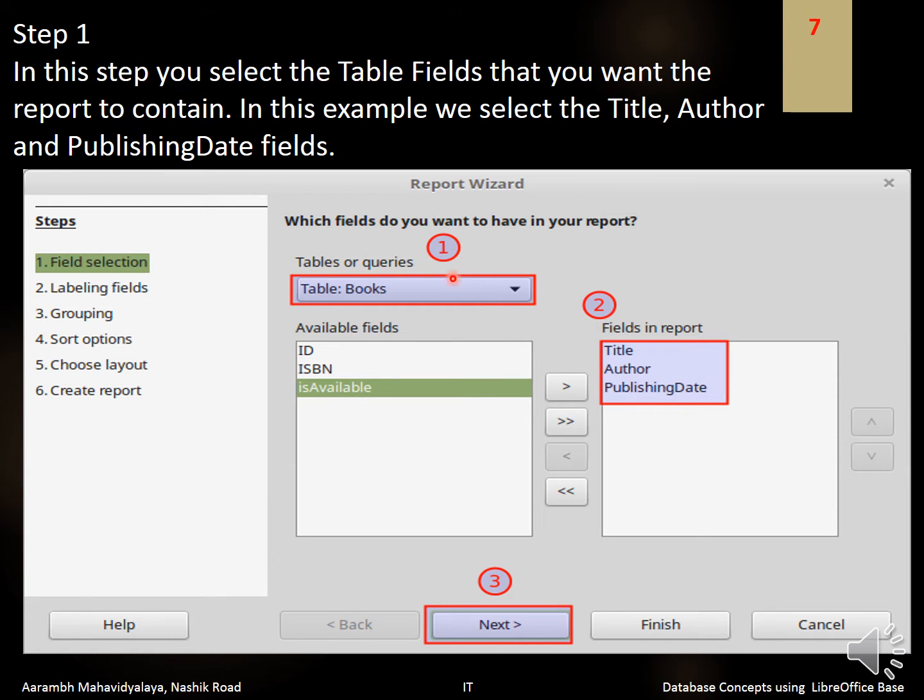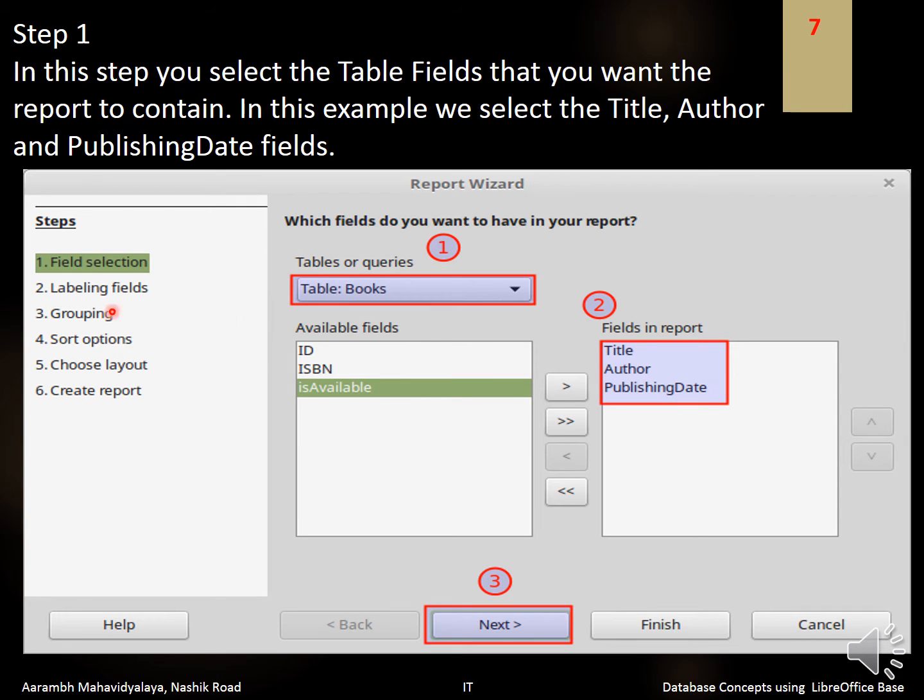After that, on the next screen you will get the 6 steps. First one is the field selection, second one labeling fields, third one grouping, fourth one sort options, fifth one choose layout, and sixth one create report. We have to follow these steps to create the report.